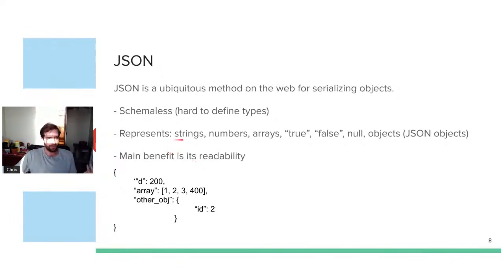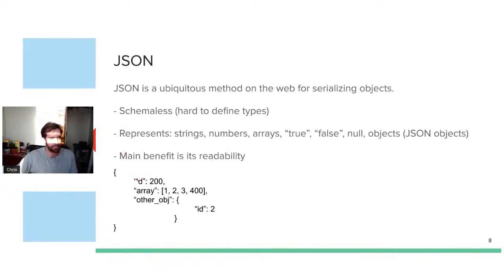With JSON, we can represent strings, numbers, arrays or lists, true, false, null, and then objects or other JSON objects, so nesting objects within each other. The main benefit of JSON, as you guys probably all know, is that it's super readable. It's easy to grasp what this data structure is trying to convey. This is the example data structure we'll be using through this whole talk.